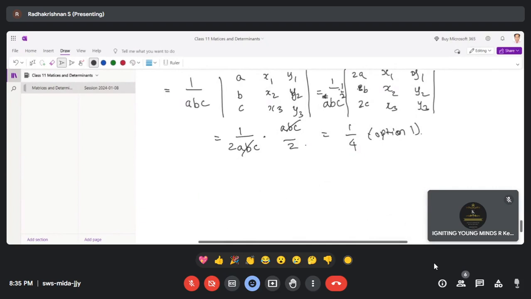Okay, 13 we have finished, right? We go to 14. We'll do a couple more problems and stop. If the square of the matrix alpha, beta, gamma, minus alpha is the unit matrix of order 2, then alpha, beta, gamma should satisfy what relation? So we can simply take the square of this matrix. Let's do that.